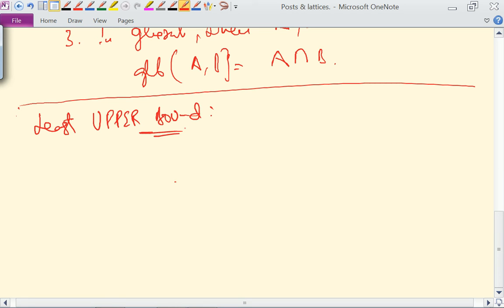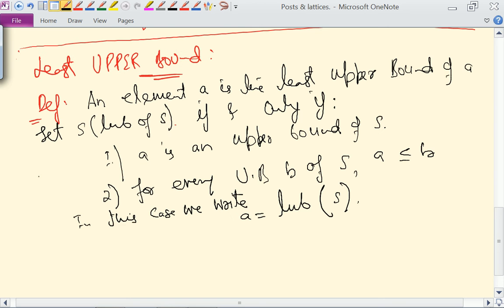I will write a definition here. What we're talking about is an element A. If you want to say whether my element A is the least upper bound or not, of a set S, then LUB of S is the least upper bound of set S, the element A, if it satisfies these two conditions: A should be an upper bound of S, and for every other upper bound B of S, A should be a subset or equal to B.